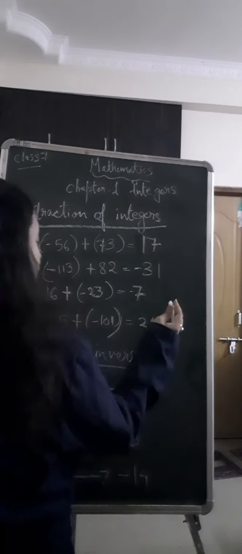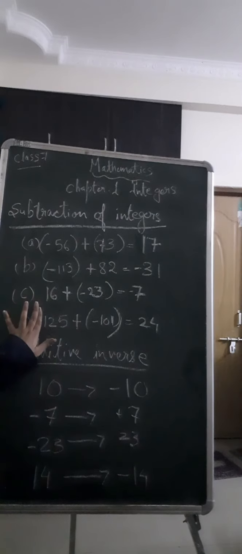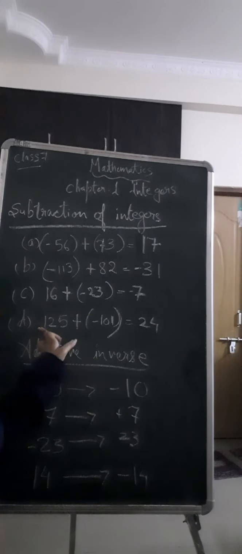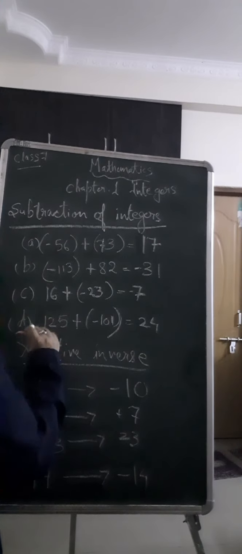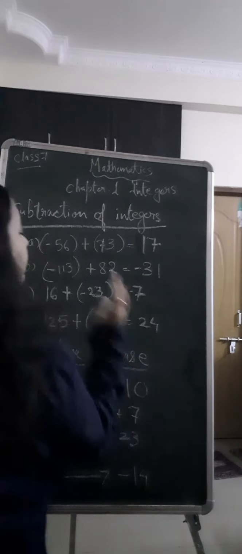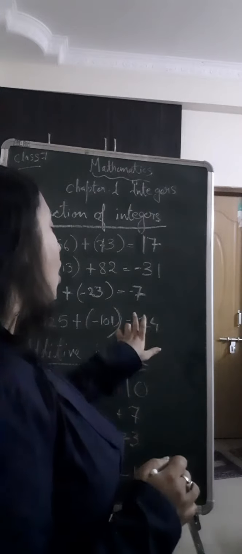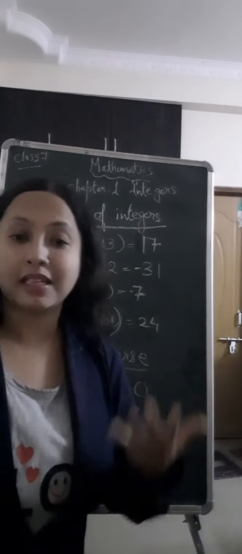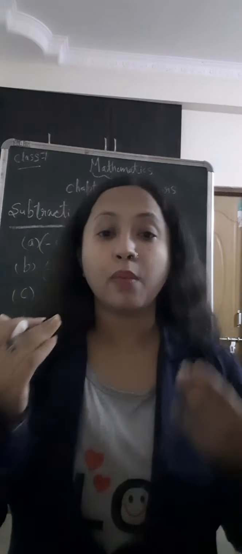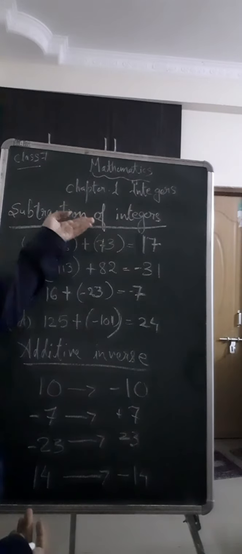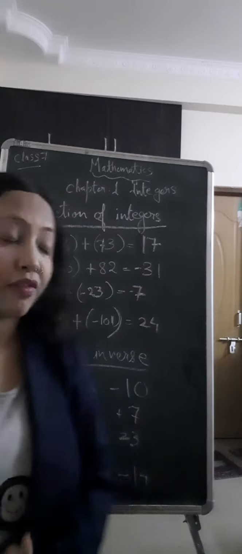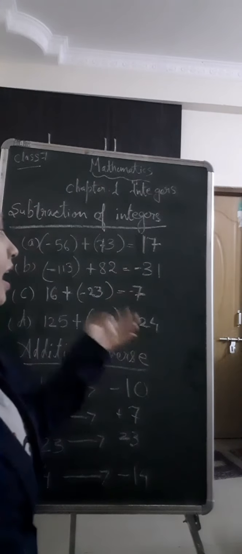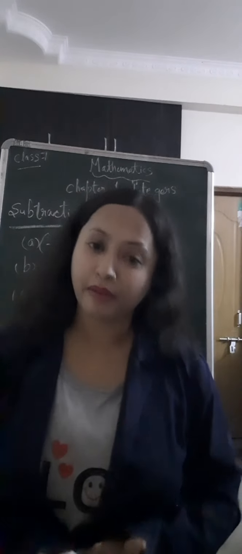Now we will have to check what is the sign in front of the greater number. Our greater number is 125 and the sign in front of 125 is positive. So in the answer, we will get positive 24 or just simple 24. That means it is a positive number. So when we are dealing with the subtraction of integers, we will have to specifically take care of the sign that we are putting after the operation which is being performed.